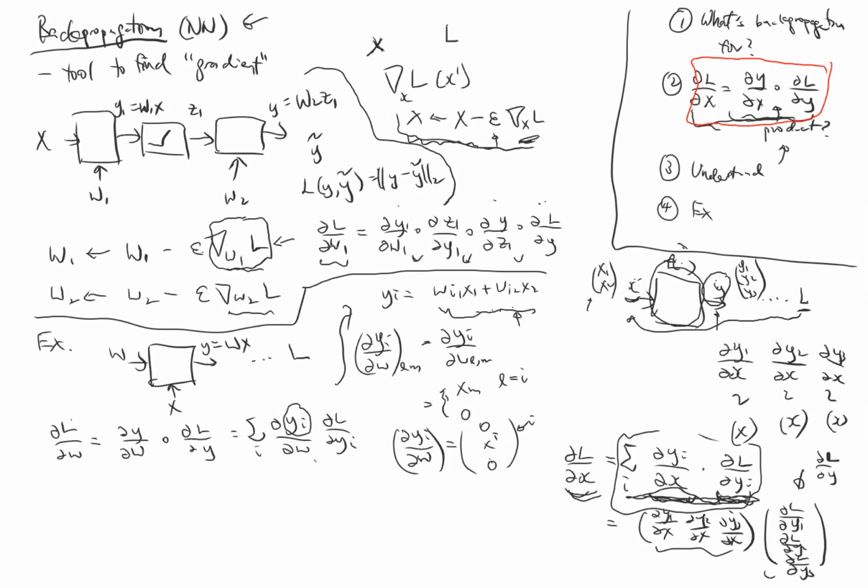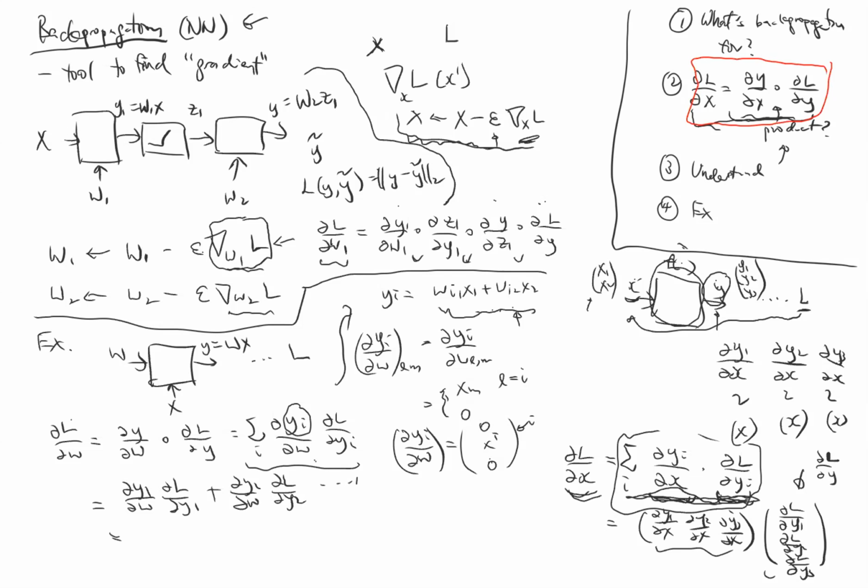Something like that. So then if you look at this weighted sum, we'll have partial L over partial Y times partial Y over partial W, which I can write as a summation: partial Y1 over partial W times partial L over partial Y1, plus partial Y2 over partial W times partial L over partial Y2, and so on and so forth.